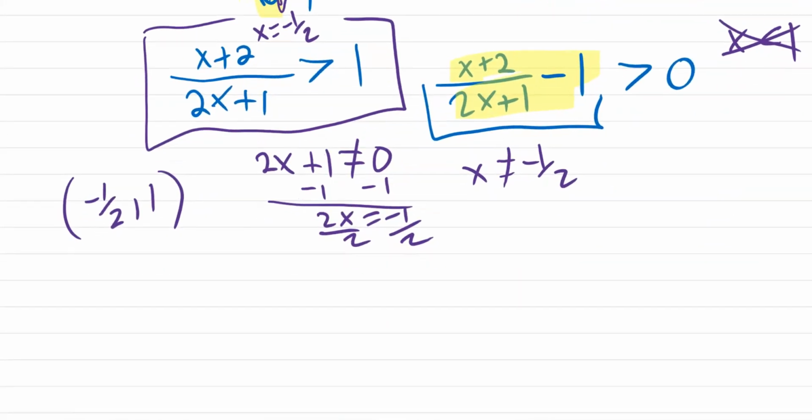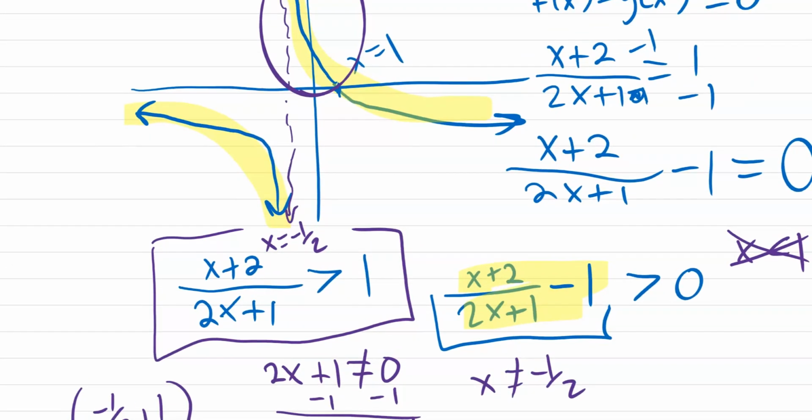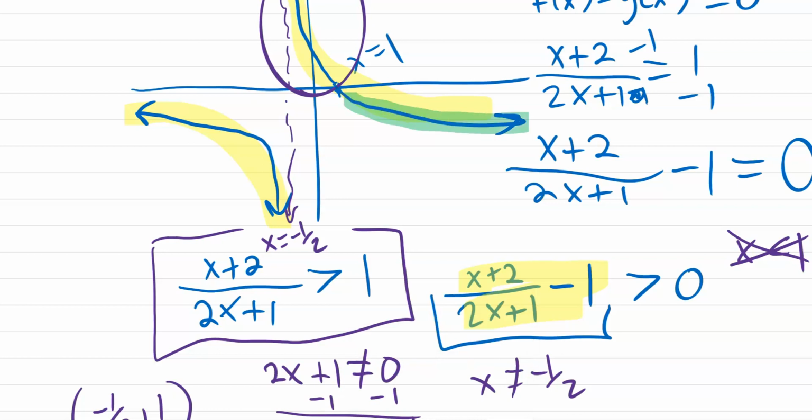I can make it even a little crazier. x plus 2 over 2x plus 1 less than or equal to 1. Where does that happen, right? If I solve this, I would only get x is greater than or equal to 1. That's true. That region right there, that is less than or equal to. But all of this answer got completely ignored, and all of that answer actually works.